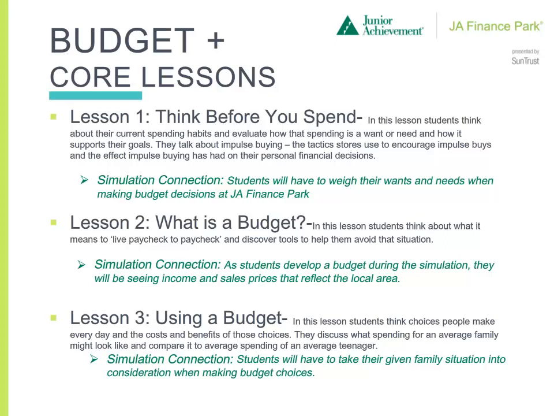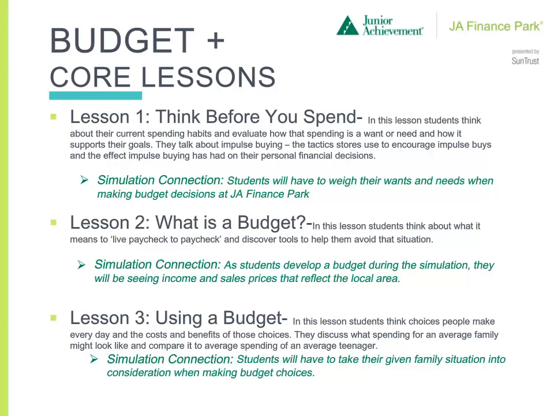During Lesson 2, students think about what it means to live paycheck to paycheck and discover tools to help them avoid that situation. A worksheet in the student workbook provides an opportunity for students to review a case study. This has a strong simulation connection because it includes some making it real facts that share current household income averages for various regions of the U.S. Students also have the opportunity to research the average income in your area to see how it compares to the national and regional average. This gives them insight for when they visit Finance Park and must build a budget based off of a real local salary.